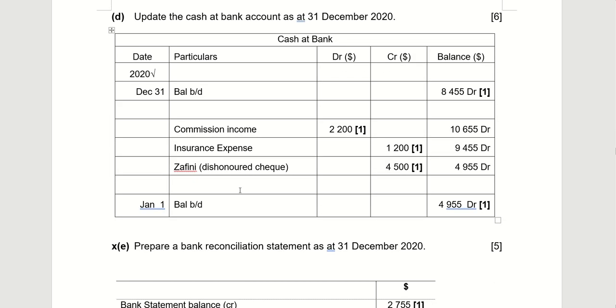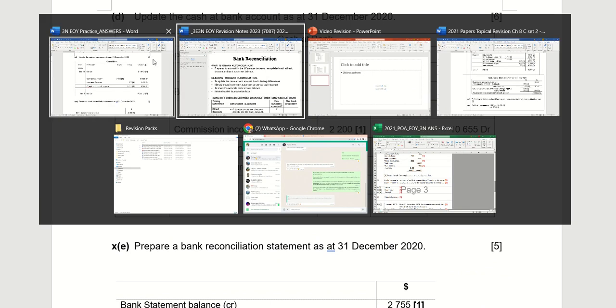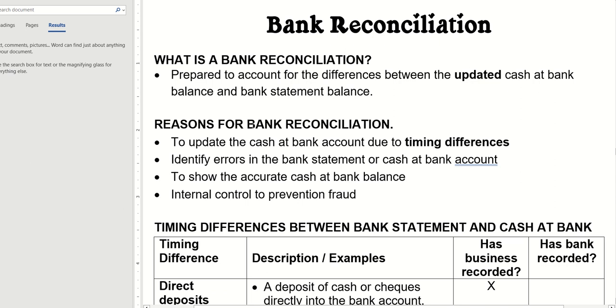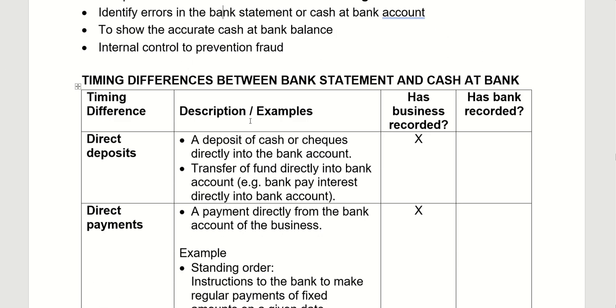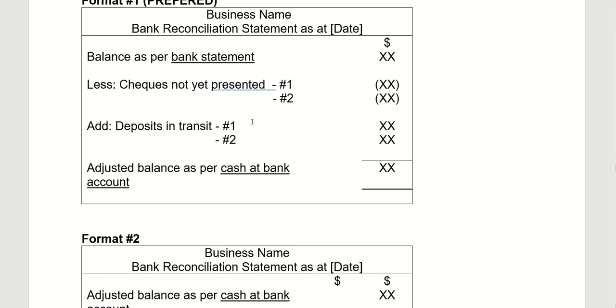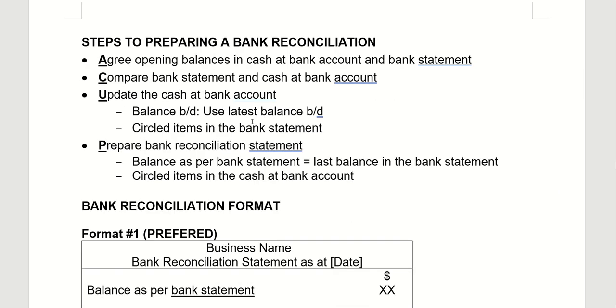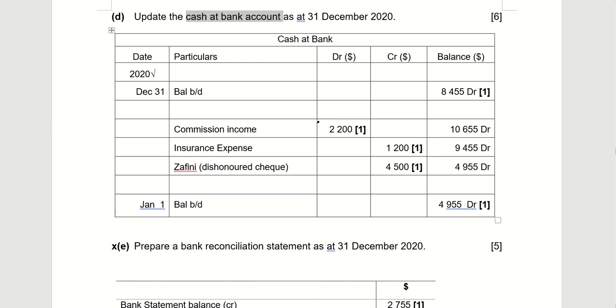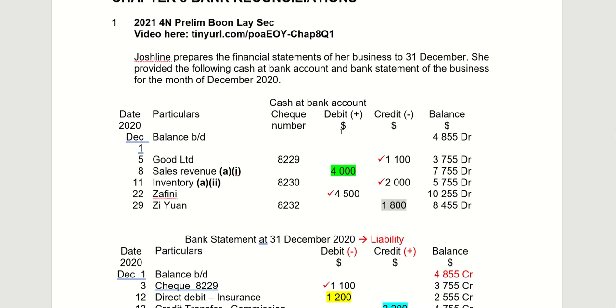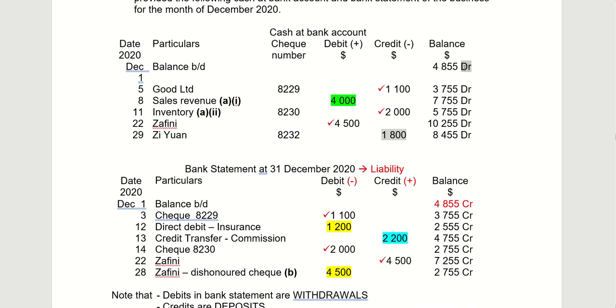Okay, next, D, update the cash at bank account. Now at this point in time, I want to highlight the steps for preparing a bank reconciliation. If I scroll down to page 18, these are the A CUP steps. A stands for what? Agree the opening balances. In this case, we have agreed the opening balances. Both of them are 4855. A debit in the cash at bank account is a credit in the bank statement. So that's fine. Agree opening balances. A CUP.